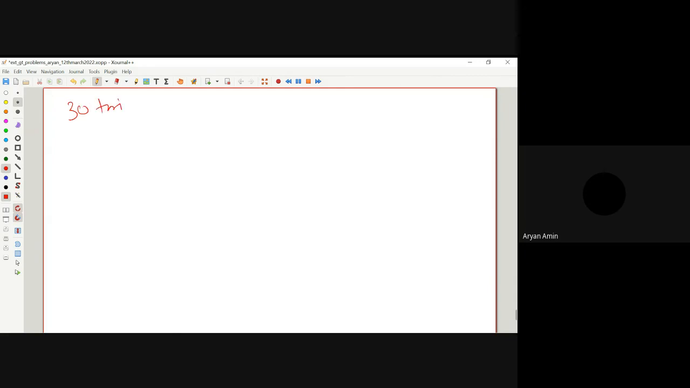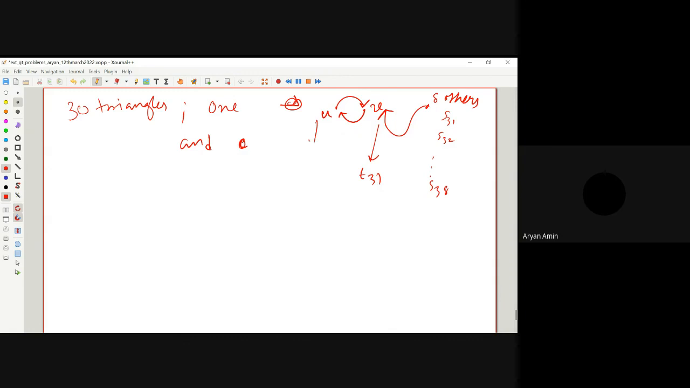So finally, we end up with 30 triangles, something like this. That is the S39 and T31. And something like 8 others all pointing towards it. This is S31, S32 up till S38. This was your T31. This was your S39. And this is basically UI to SI to TI and TI back to UI. Any questions regarding this proof?